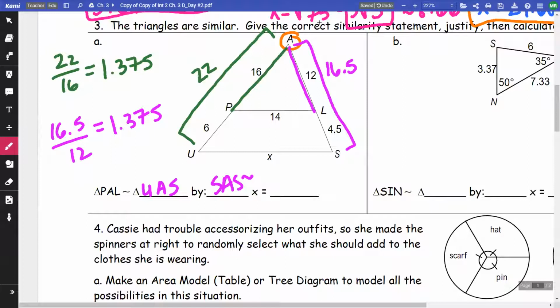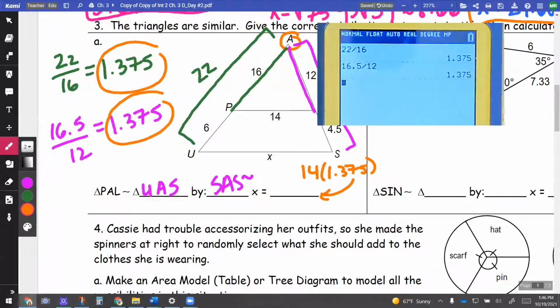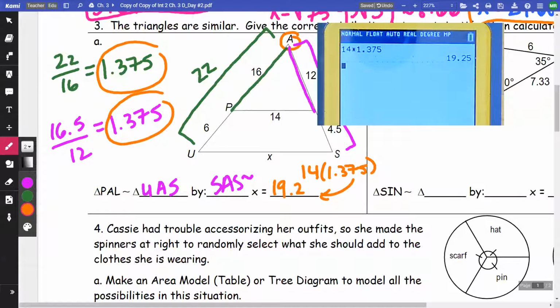So at this point, since I know that I'm timesing the smaller triangle by 1.375 to get the bigger one, I can take 14 and times it by 1.375 to get this answer. So 14 times 1.375 gives me 19.25 for my answer.